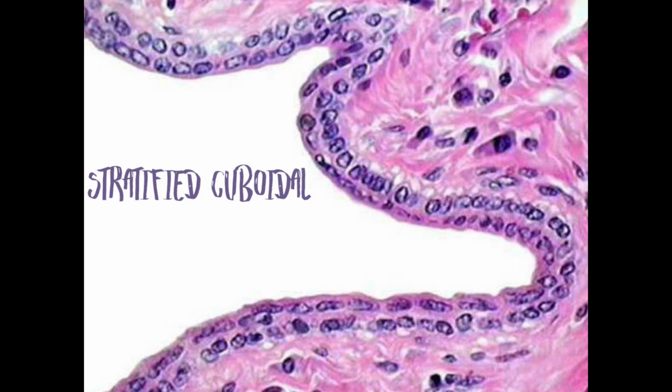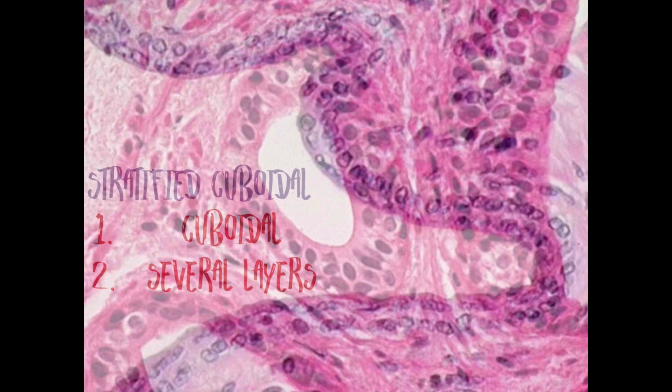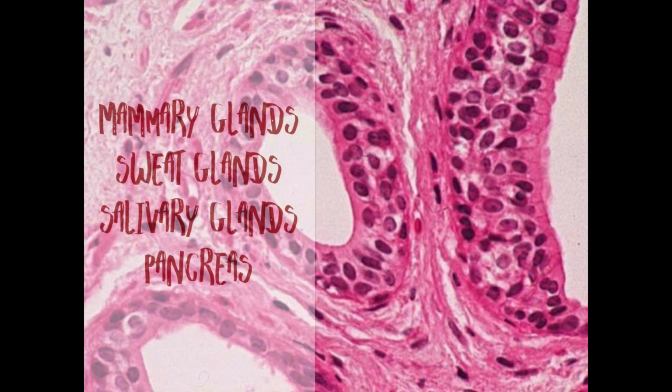Alright, so the next one is stratified cuboidal. These are the ones that have the cube-like shape, but now we have multiple layers of these cube-like shapes, and you can kind of see the two layers that we're talking about here as it snakes through in this macroscopic slide. And you can see the purple nuclei. There's two different levels of these particular cells. The areas where you would find these cells are typically mammary glands, sweat glands, salivary glands, and pancreas.